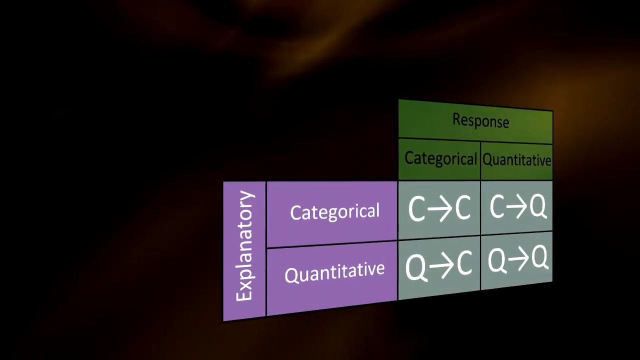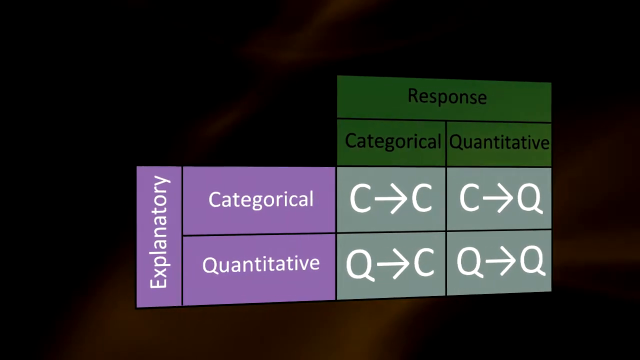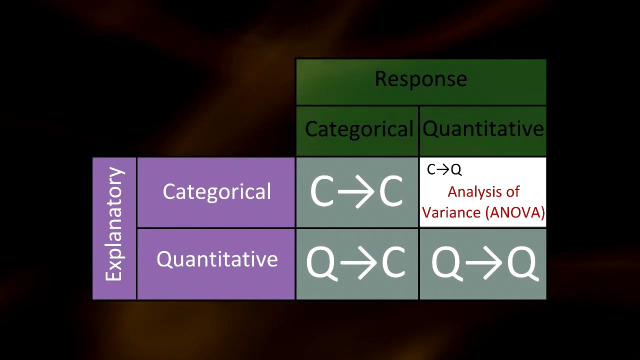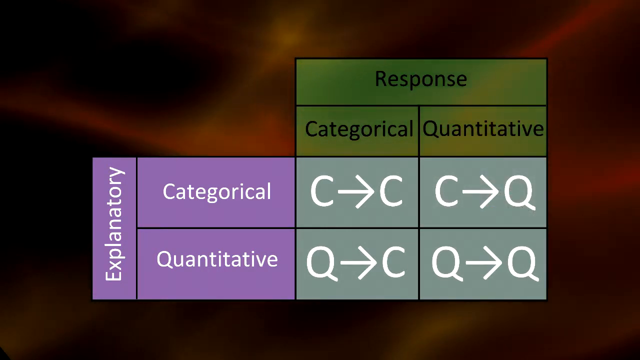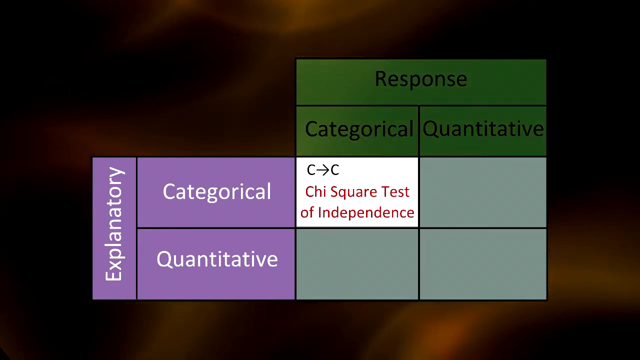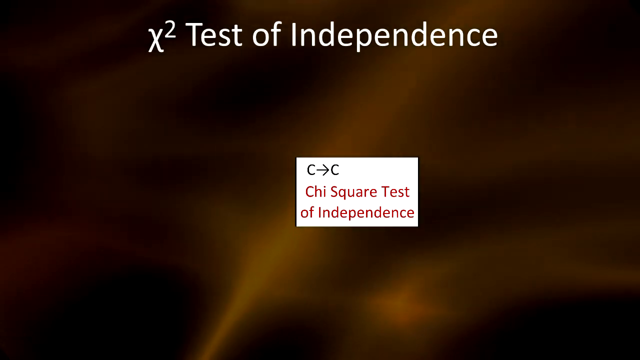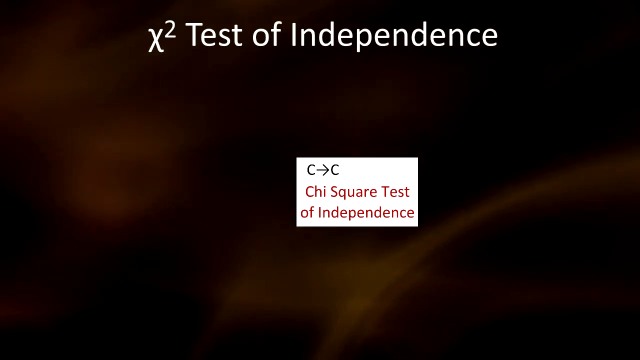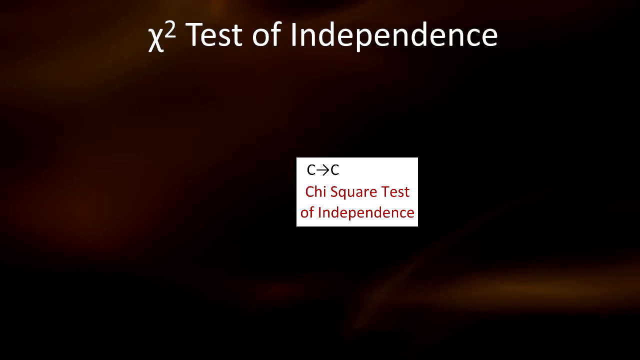Analysis of variance involved examining the relationship between a categorical explanatory variable and a quantitative response variable. Next, we're going to consider inferences about the relationships between two categorical variables. The statistical test that will answer this question is called the chi-square test of independence. Chi is a Greek letter that looks like a large X, so sometimes you'll see this test denoted with an X squared. For this statistical tool, let's start with a new example.